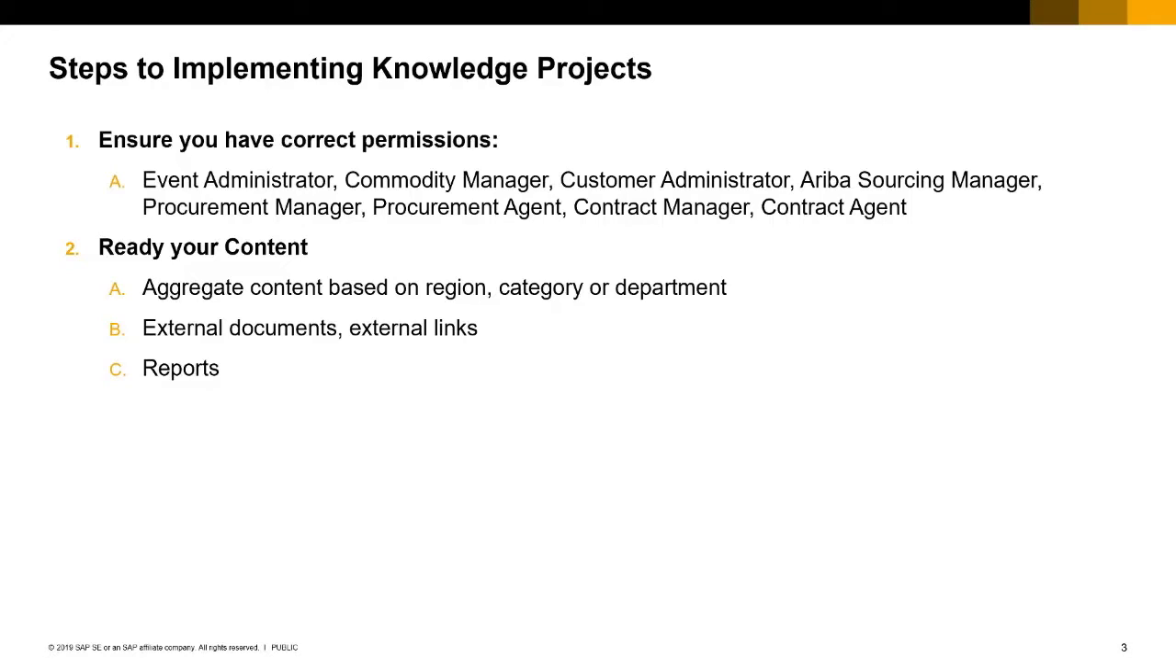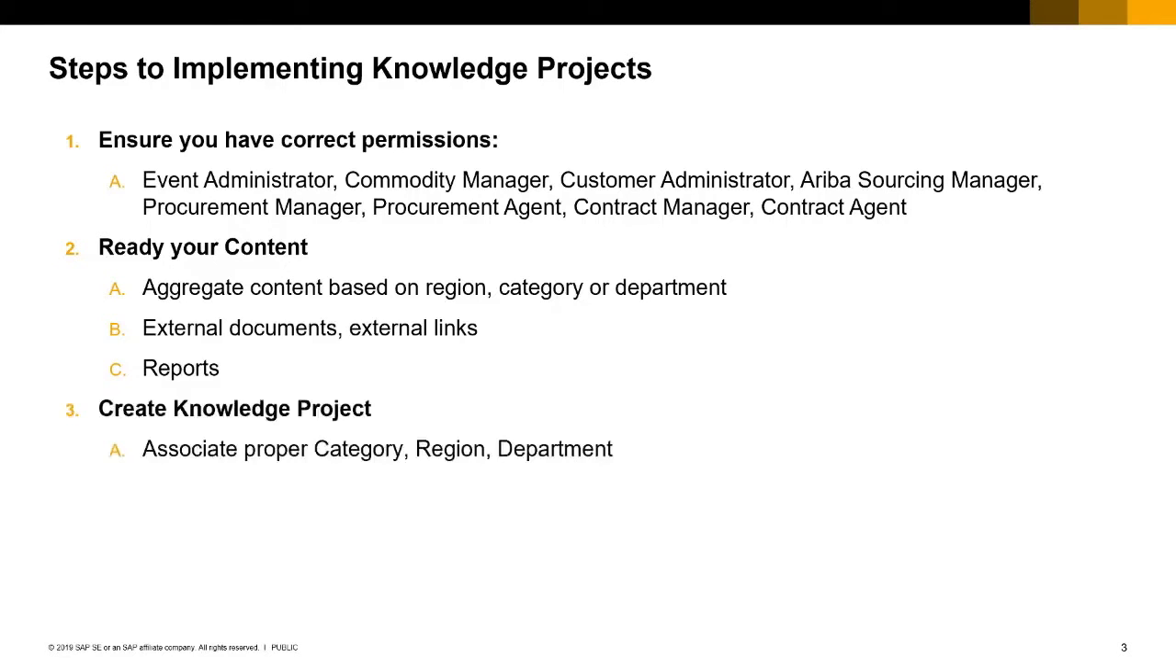And the content should include external documents, external links, process documents, category cards like I mentioned, or perhaps SAP Ariba reports. Next, you'll create the knowledge project. You'll associate the proper category, region, and department to that project and include the content I mentioned above.